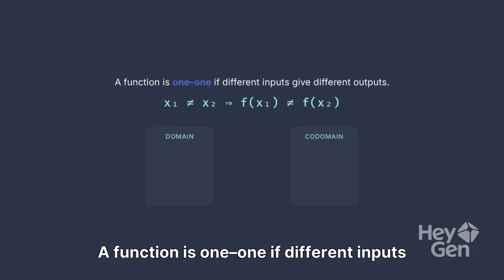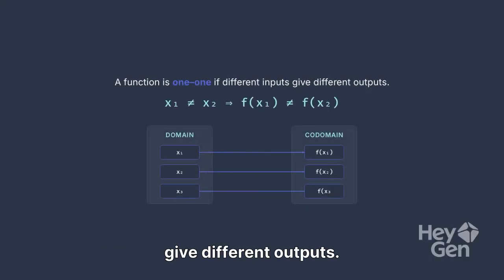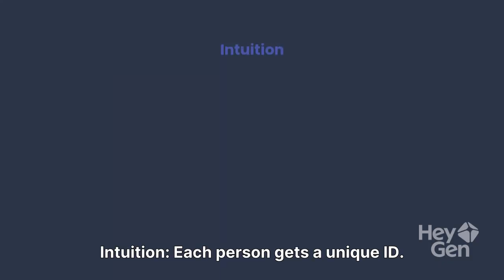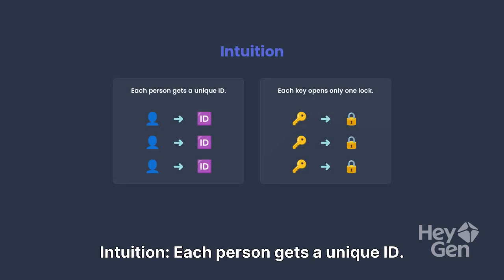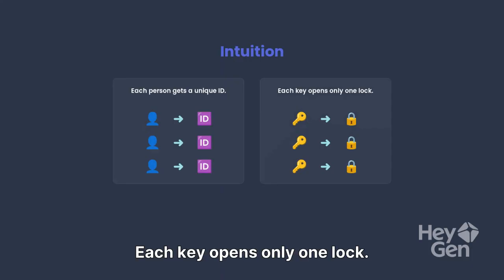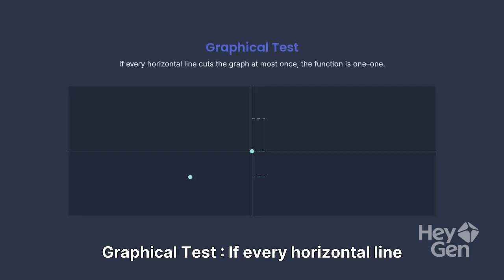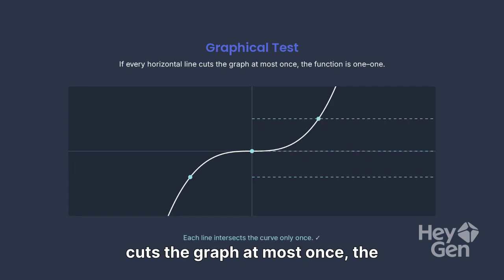A function is one-one if different inputs give different outputs: x1 not equal to x2 implies f(x1) not equal to f(x2). Intuition: each person gets a unique ID. Each key opens only one lock. Graphical test: if every horizontal line cuts the graph at most once, the function is one-one.